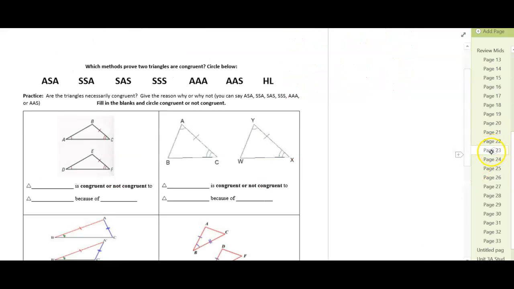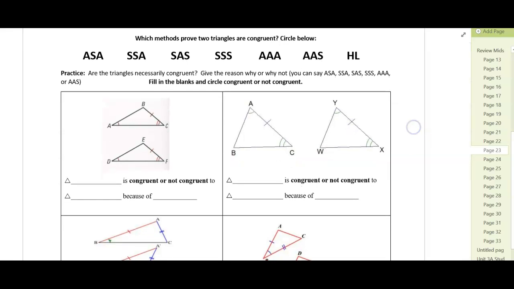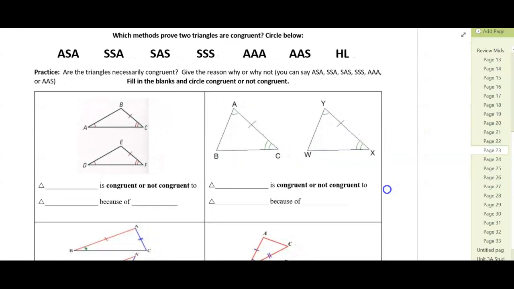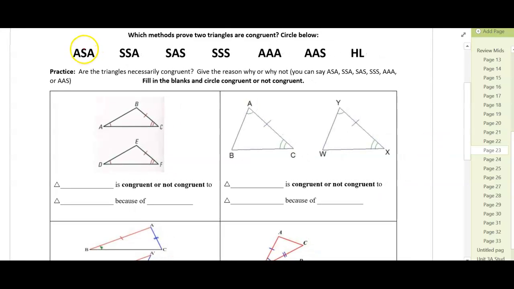All right, let's move to page 23. So in 23, the idea, and I did some of this earlier, is which methods prove the triangles are congruent? Let's circle them below. So angle, side, angle works. Side, side, angle is the example that does not work. Side, angle, side works. Side, side, side works. Angle, angle, angle does not work. Angle, angle, side works. And hypotenuse, leg works. So those are the 5 ways that justify congruent triangles.